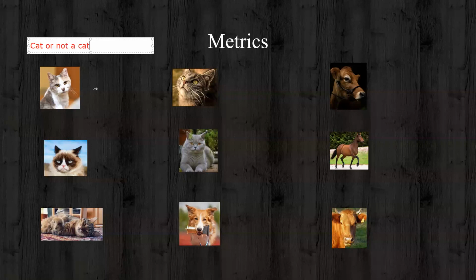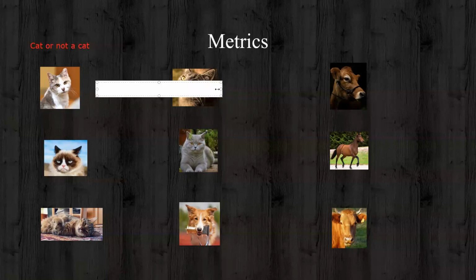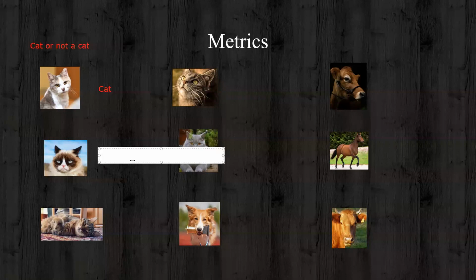Say I have some cat images here. I'm making a model, right? Say my model is predicting that it is a cat. Here my model is confused and it is saying that it is not a cat. Okay, for example, it is saying that not a cat.